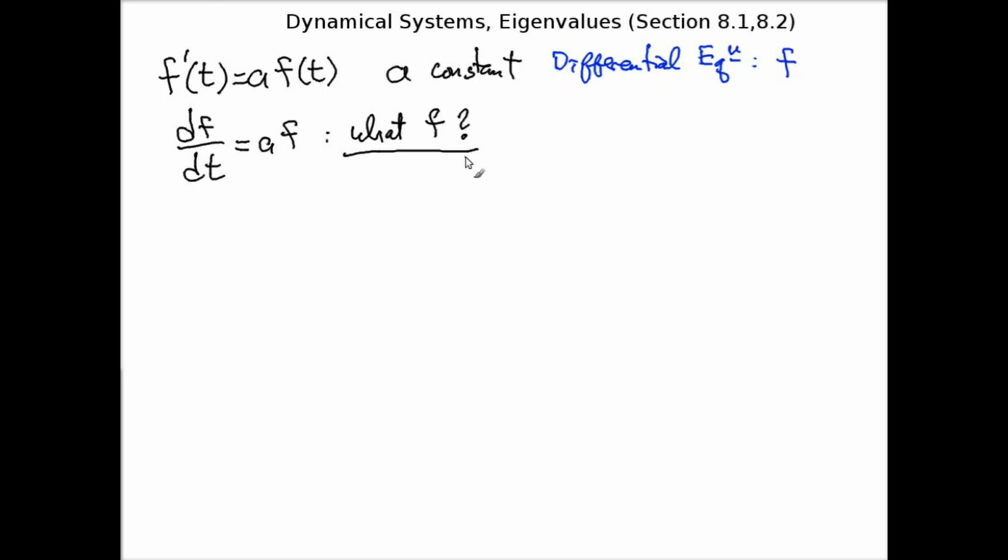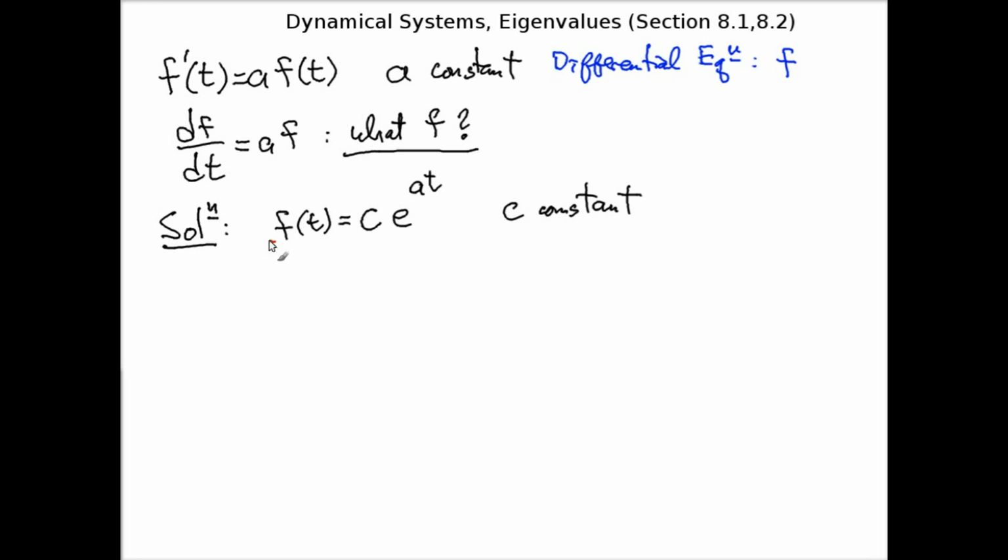I think you all know this, or maybe you knew it at one time and will soon be reminded, that the solution to this is, well, you can take f of t to be e to the at. And not only that, you can let it be this times an arbitrary constant c, where c is any constant.